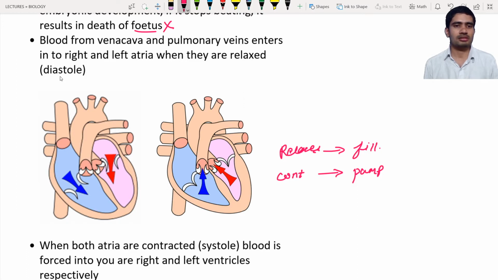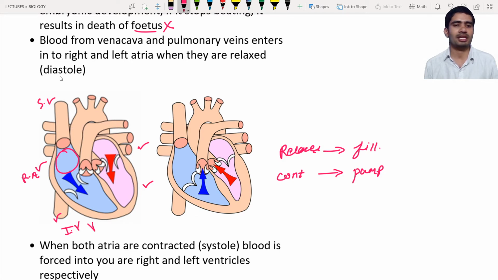Among the chambers, these two are atria and these two are ventricles. The atria fill with blood when they are relaxed. The right atrium, when relaxed, fills with blood from the superior vena cava and the inferior vena cava, which bring blood from all body parts and dump it into the right atrium.